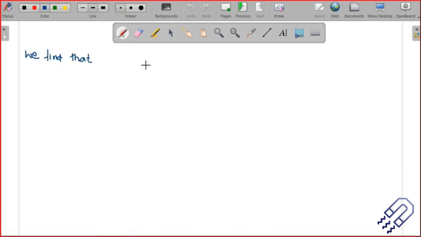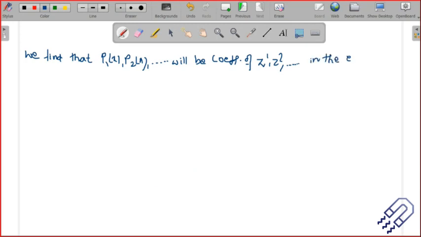Okay, so we can say we find that P1(x), P2(x) and so on will be the coefficient of z to the power 1, z square and so on, in the expansion of this. So please remember this function, which is very important. That's the Legendre polynomial, very important, this function. Okay, so basically keep on doing this.